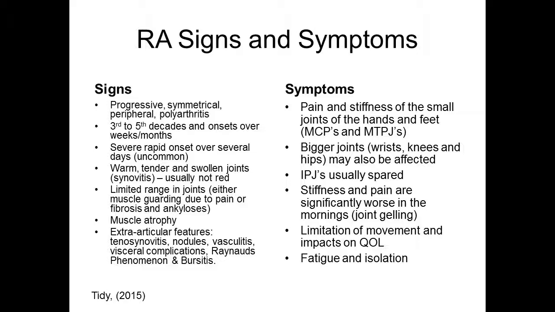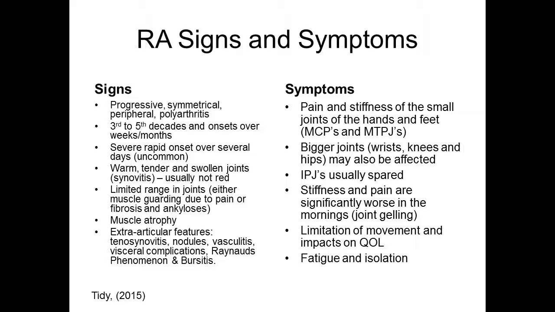The presentation will include warm, tender and swollen joints, which signifies synovitis, inflammation of the synovial lining. Usually not red, which is how you can differentiate it from things like septic arthritis, which would be a more red presentation with a lot of erythema around the joint. Limited range in joints, either because of muscle guarding due to pain or because of progression of the disease leading to fibrosis and ankylosis of the joint. So it depends on what stage you are looking at in terms of why the joint range might be limited. Muscle atrophy, again, if you don't use it, you lose it.